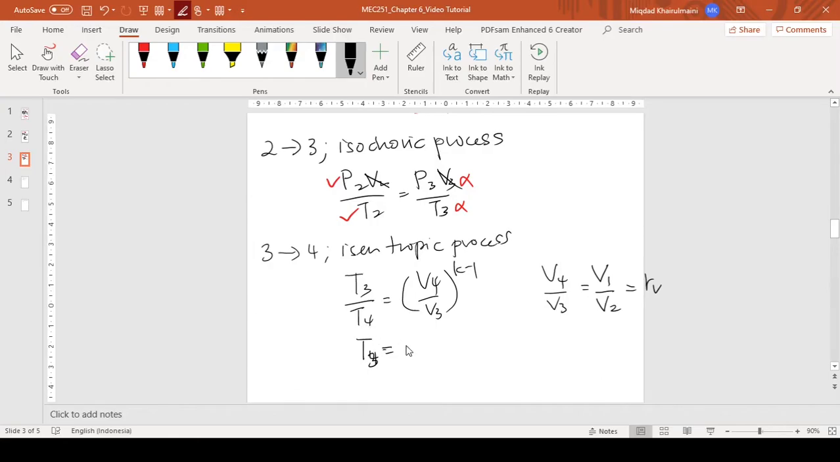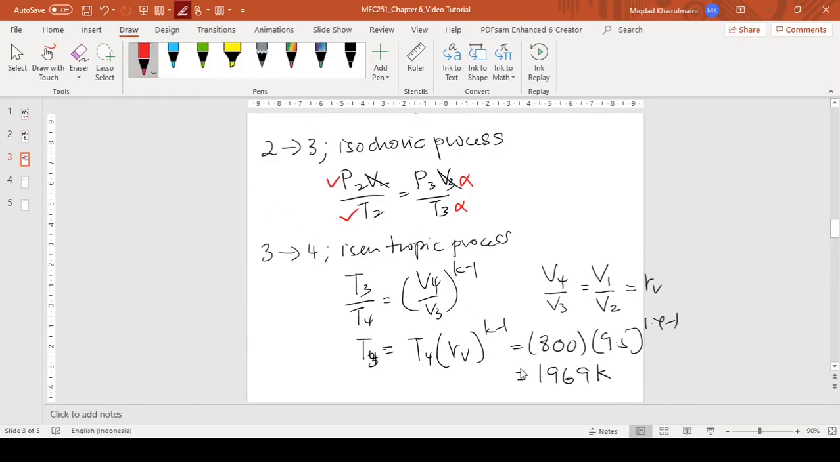We know the value for T4, 800. So T4 times RV to the power K minus 1, which is 800 times 9.5 to the power 1.4 minus 1. So we can find the temperature at state 3 here, 1969 Kelvin. Now to solve for the pressure, we can use the combined gas law.